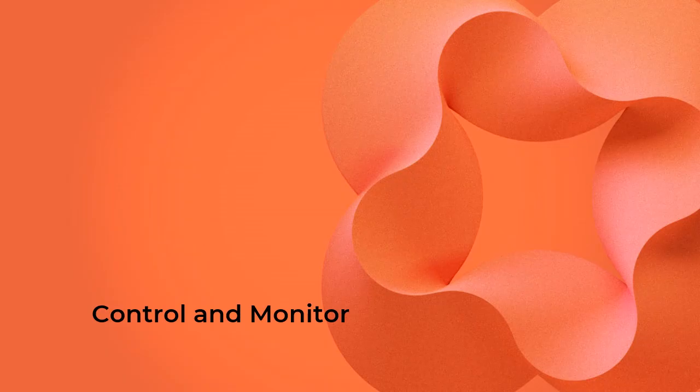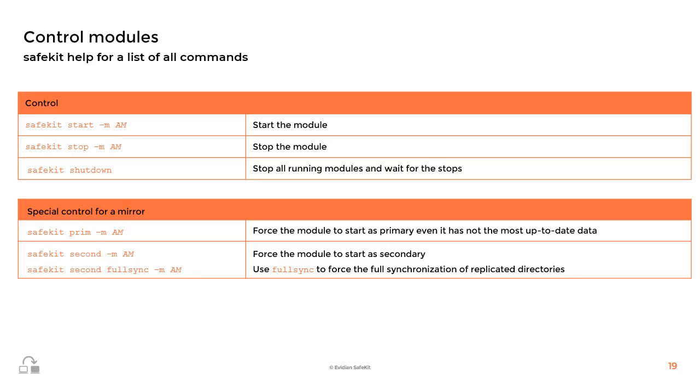Let's now consider the main commands to control and monitor a module. Here are some essential commands you need to know to control your modules effectively. Note that to get a list of all commands, use the safekit help command. As already discussed in the previous scenario, the safekit start and safekit stop commands start and stop a module. To stop all running modules and wait for their stops, you can use the safekit shutdown command.